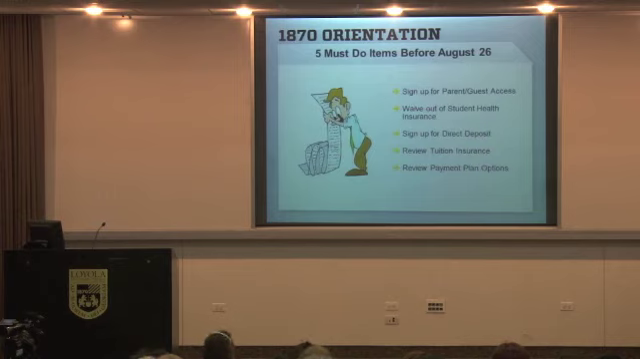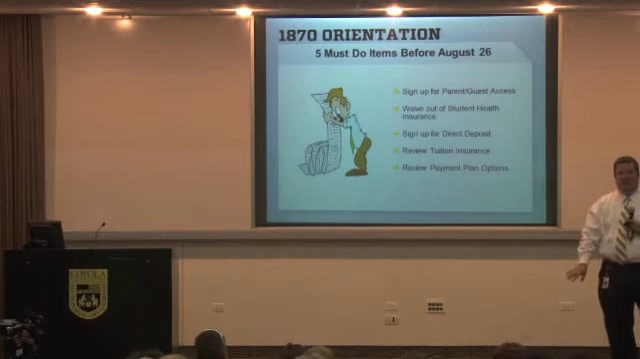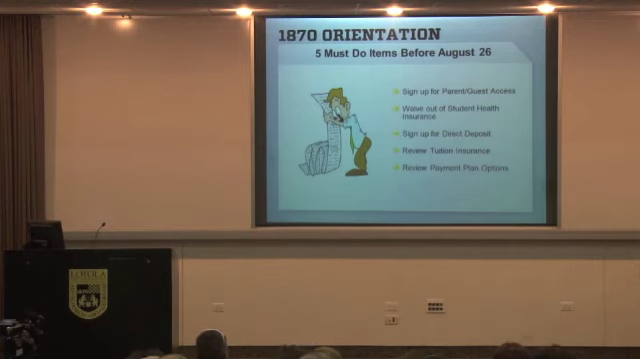Here are the 5 must-do items. These are the 5 things that I would encourage you to do. If you want to procrastinate and you're kind of one of those slow uptakers, you can do it tonight. But otherwise, I would encourage you to do this right away and go and sign up for parent guest access via Locus. Waive out of the student health insurance. If you have health insurance, waive out of it now so you don't have to do it later. You don't have to worry about that October 1st deadline.